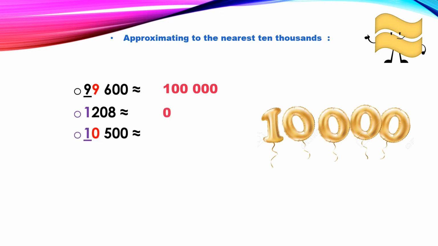Another question, 10,500. If I approximate it to the nearest 10,000, look at the 10,000 place, underline it, and take the digit before it. It's a 0, so the answer will be 10,000.